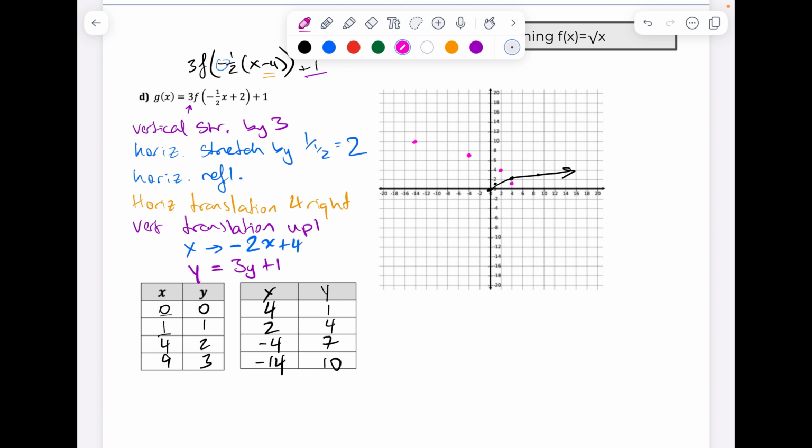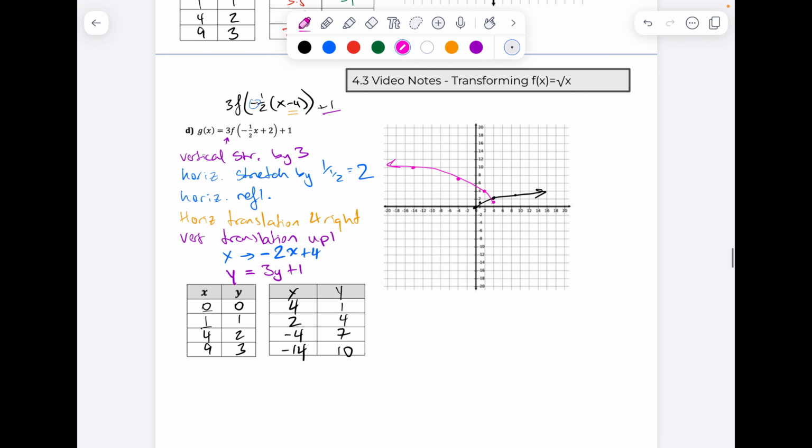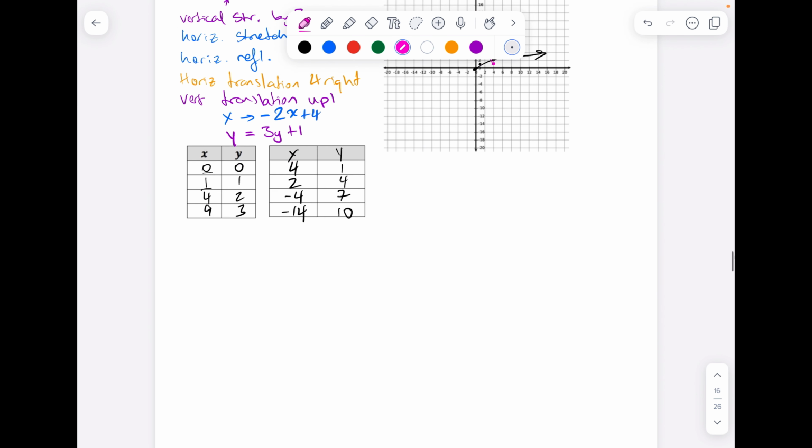So see how at this point, you can see that it's the same family of functions. They look similar, but all those transformations combined make it look quite unrecognizable. It's pointing in a different way. It's stretched, compressed, all kinds of different things are going on. Okay? So that's transforming root x.